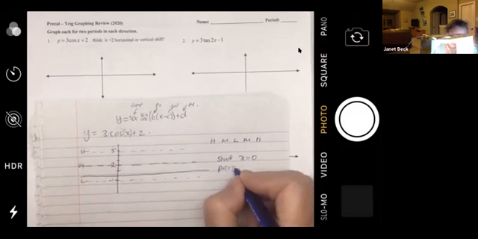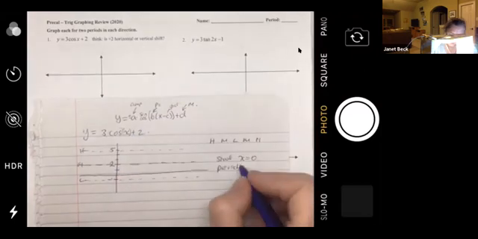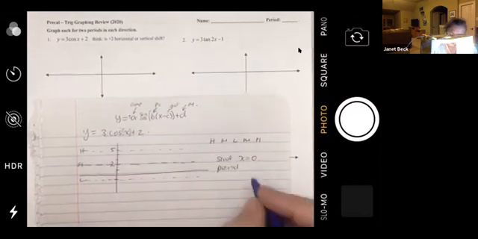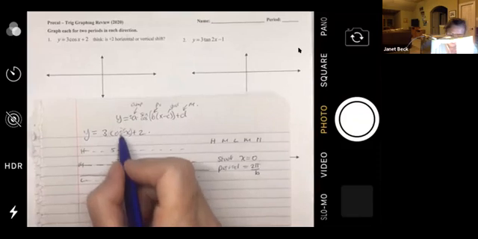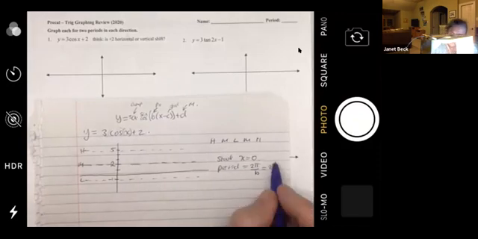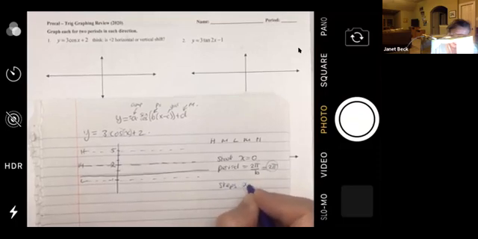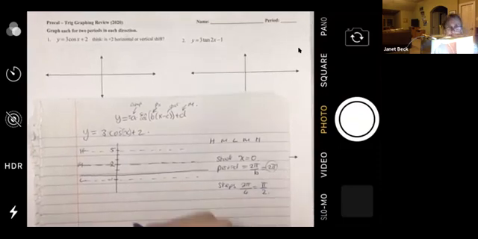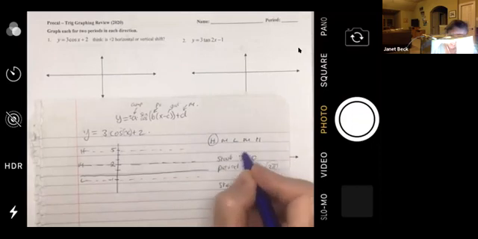The period has not been compressed. If there was a value of b multiplying the x, that would change the period. But we've just got the period of a normal cosine, which is 2 pi. The equation we'd use there would be 2 pi divided by b, and we've just got cosine of 1x. So ours is just going to be 2 pi. And then whatever that period is, you always break it into 4 steps. So 2 pi multiplied by 1/4, or divided by 4, will give us a step size of pi by 2.